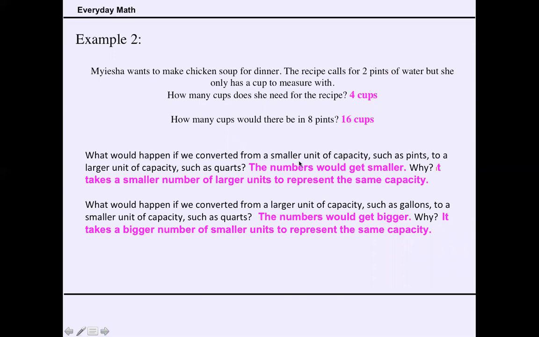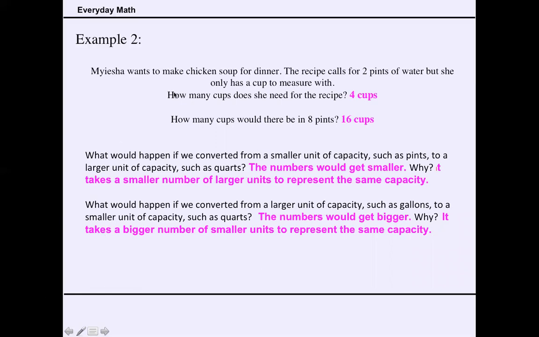What would happen if we converted from our smaller unit of capacity, such as pints, to a larger unit of capacity, such as quarts? When we go from a small unit to a larger unit, the number gets smaller. It takes a smaller number of larger units to represent the same capacity. And then what happens when we go from a larger unit of capacity, such as gallons, to a smaller unit, such as quarts? When we go from a bigger unit to a smaller unit, the numbers get bigger because it takes a bigger number of smaller units to represent the same capacity.